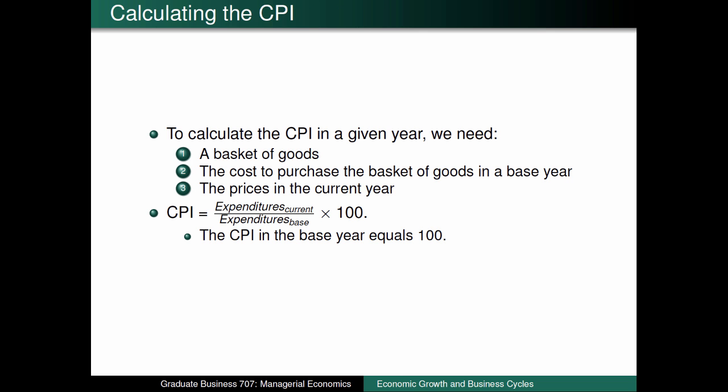So if using the CPI to calculate inflation is more relevant, then how does it get calculated in the first place? In order to calculate the CPI in a particular year, we need to know the basket of goods, as well as the price for each product in the base year and the year of interest. Similarly to the GDP deflator, CPI is then calculated as the expenditures in the current year divided by the expenditures in the base year, then multiplied by 100. Just like with the GDP deflator, the value for CPI is equal to 100 in the base year.